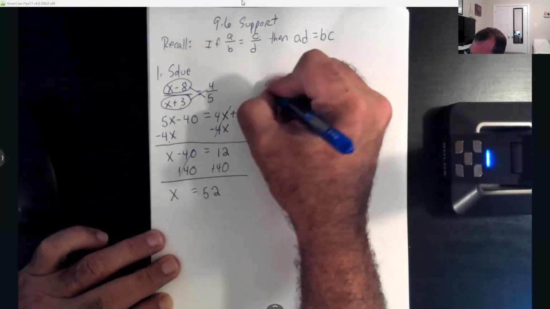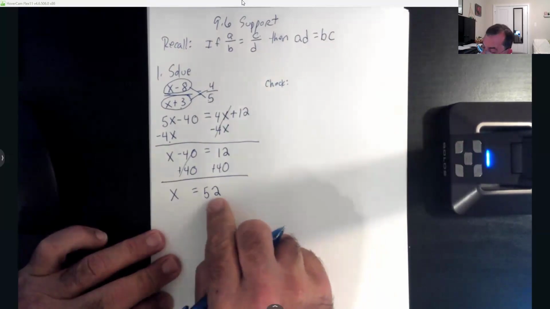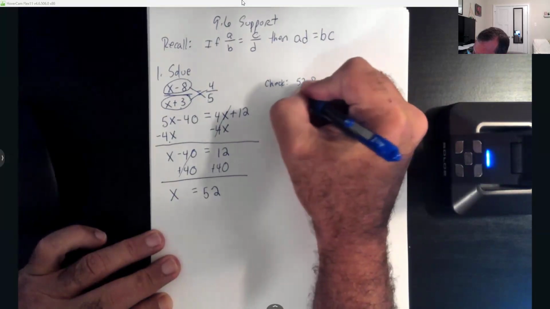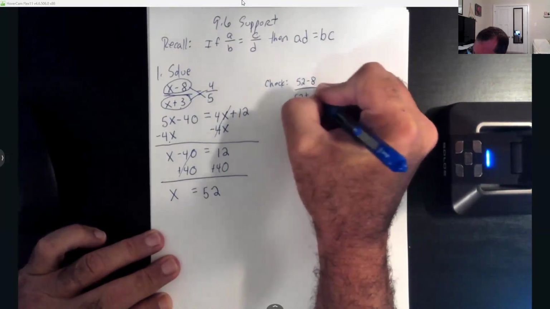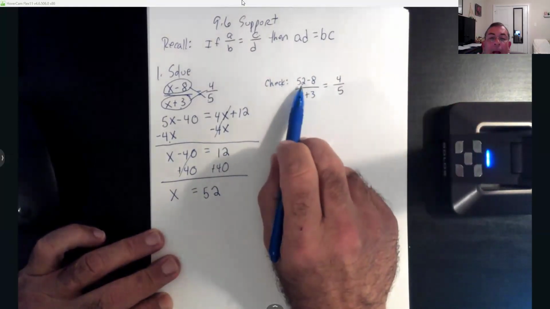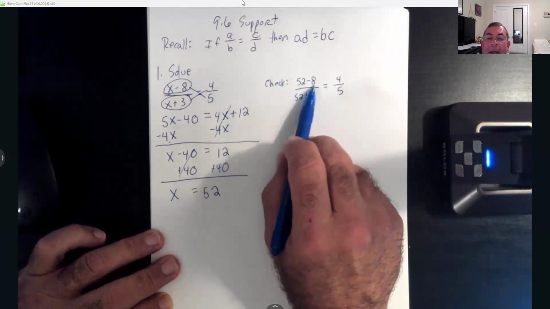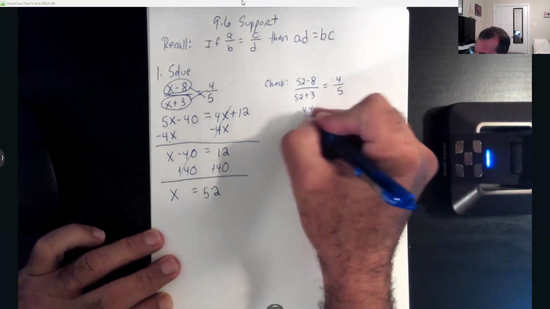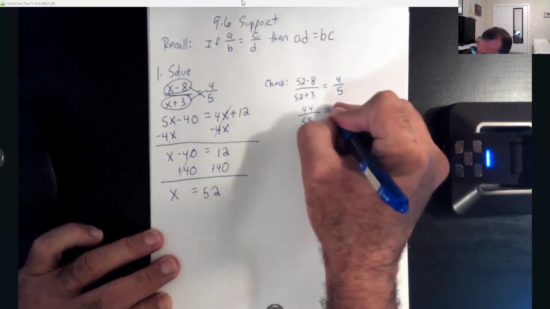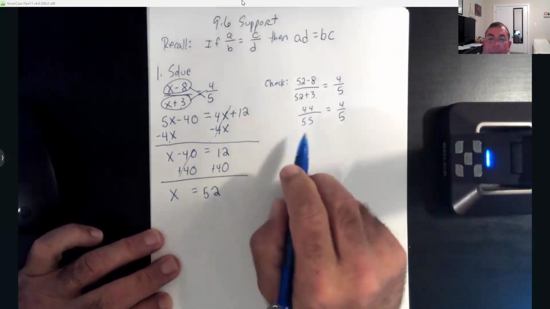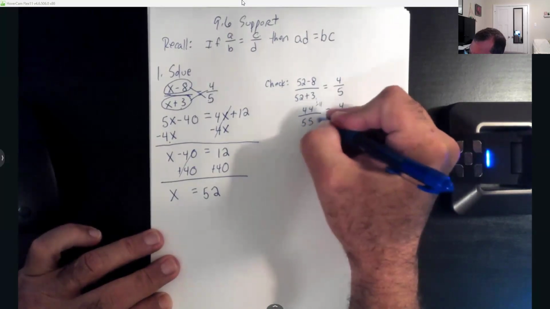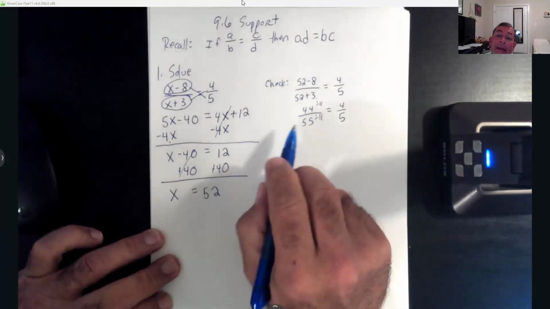So checking these answers. If you want to check, put the 52 in for the x's. 52 minus 8 over 52 plus 3 has to equal 4/5. All right, let's see. 52 minus 8 is 44. 52 plus 3 is 55. That has to equal 4/5. Well, y'all, if you reduce this fraction, you would divide the top and bottom by 11, because 11 is the largest factor.